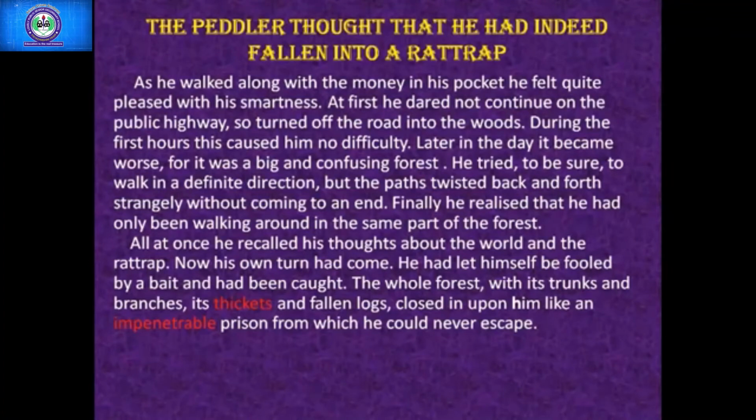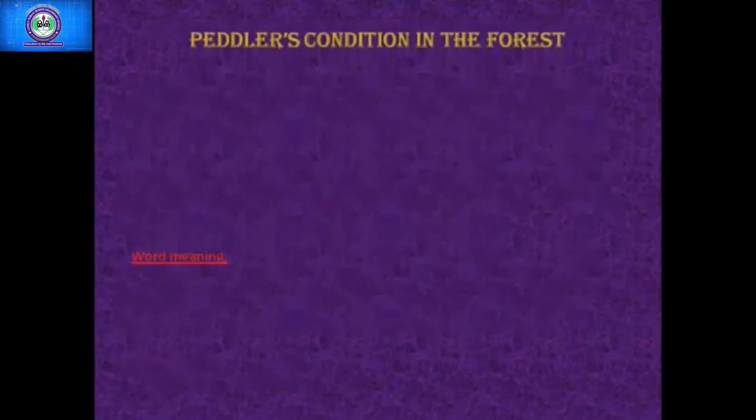The whole forest with its trunks and branches, its thickets. What are thickets? A dense group of bushes and fallen logs closed in upon him like an impenetrable prison, a jail from which one cannot come out, from which one cannot pass. Impenetrable means impassable. A prison from which he could never escape. Now his own turn had come and he had been befooled.